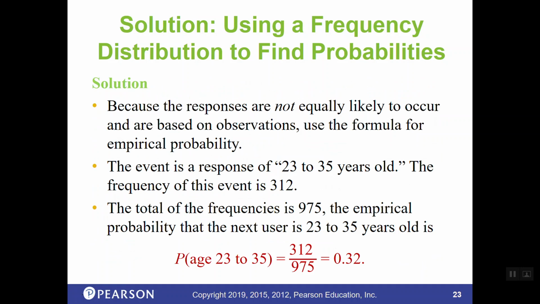So the probability, and again, the notation is important. The probability of the ages being between 23 to 35 years old, close the parentheses, is 312 over 975. And it seems that this one rounded to 2 decimal places.